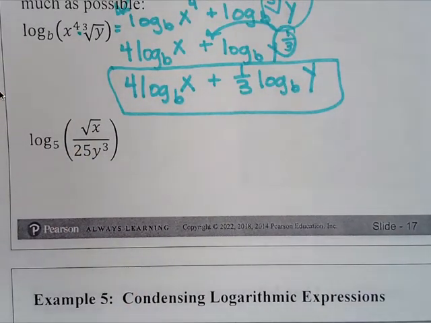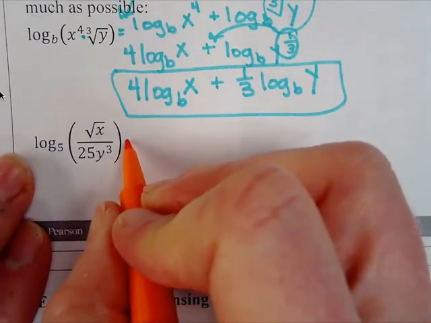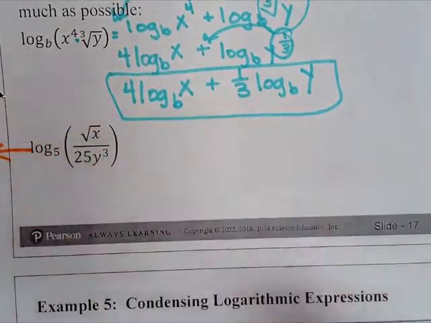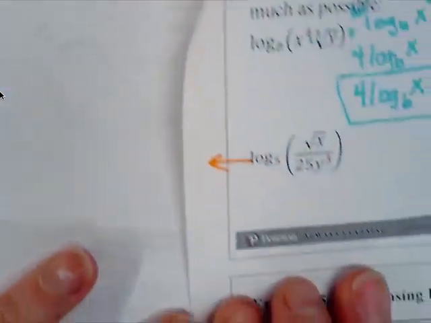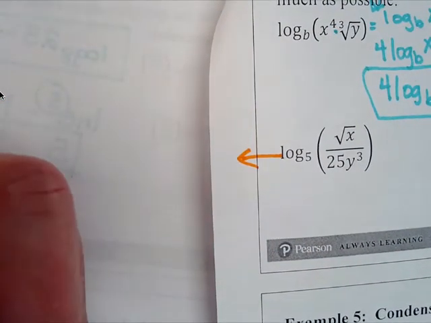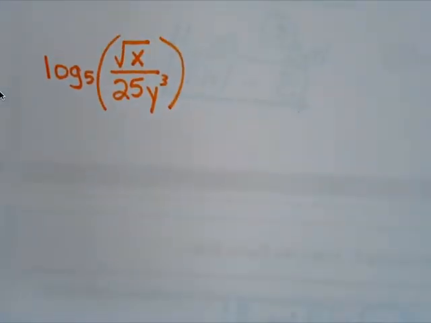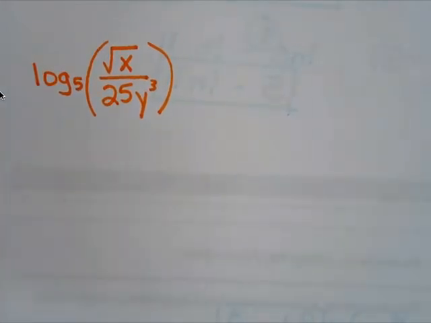Okay, the next one took a little bit more room than I had right here, so you're going to have to write small or maybe write on that other page. I think I'm going to write it over here so I have plenty of room. I'm going to rewrite it. Log base 5 of the square root of x over 25 y to the 3rd. You can't see mine. There we go. This gives me a lot more room because I didn't have enough room earlier.